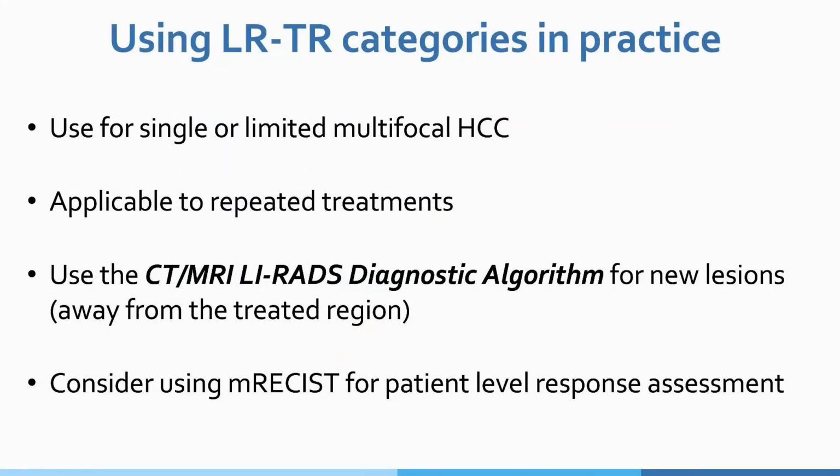So you should use LI-RADS treatment response category in practice when you have single or limited multifocal HCC. When you have disease throughout the liver, numerous different foci, it may not be as practical to use individual categories for individual lesions. You can apply this to repeated treatments. For new lesions that occur elsewhere from the treated lobe, for example, use the diagnostic algorithm. So call those LI-RADS 1 through 5 as you would any other liver. And if you're comparing patient level response, for example, in retrospective research to compare effectiveness of different therapies, consider using mRECIST because that's what it's really designed for. LI-RADS treatment response is for individual lesions for routine clinical practice.